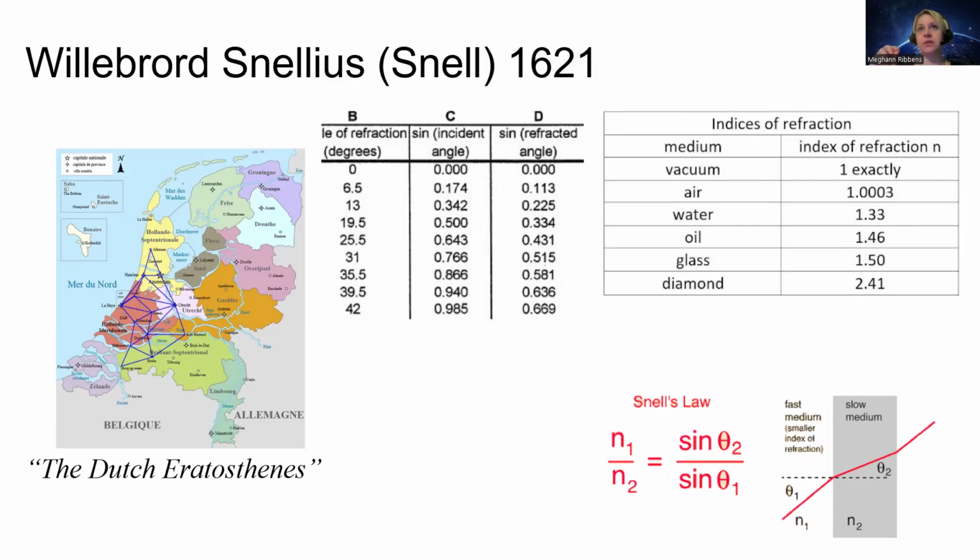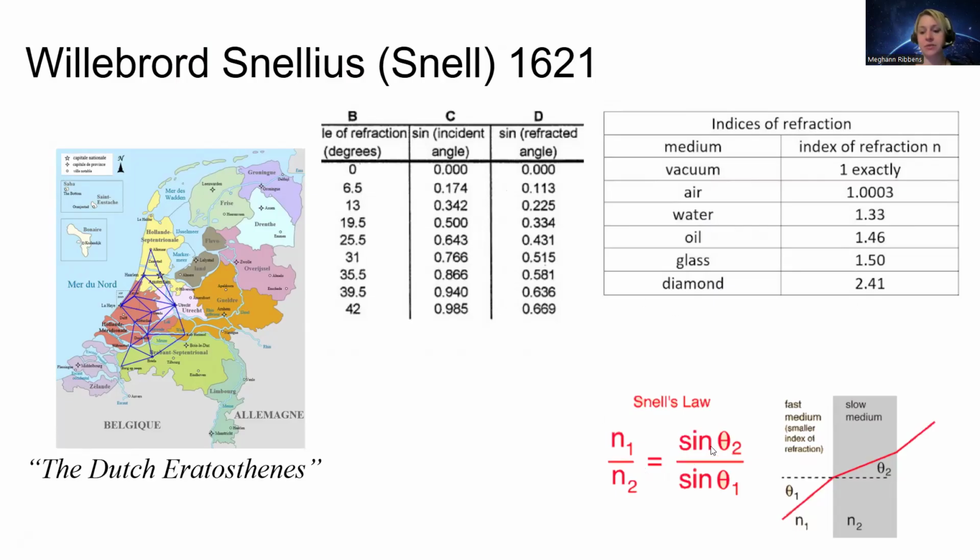So, for example, he would put something like a straight stick at an angle into a glass of water. And as you know, when you do that, the stick looks bent, right? It's not the stick that's bending, it's the light. And he made measurement after measurement, and he realized that there was a relationship.